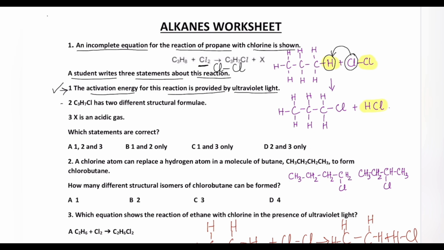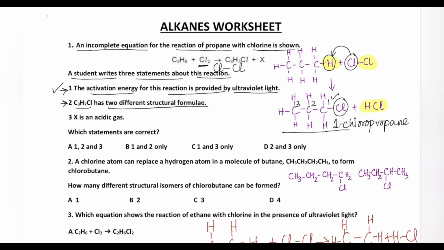Second statement is C3H7Cl has 2 different structural formulae. Okay, we will check this. In the displayed structure shown, I will first number the carbon atoms. In this structure, the chlorine atom is present at carbon number 1. So its name will be 1-chloropropane.